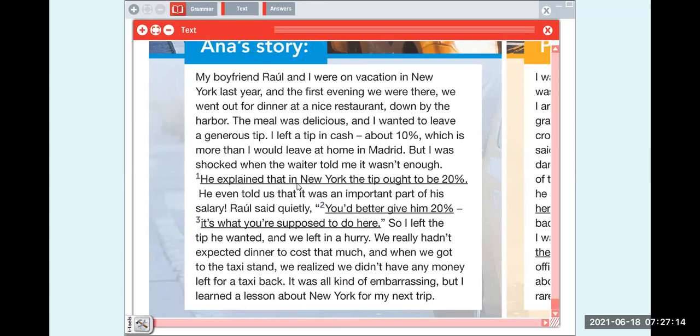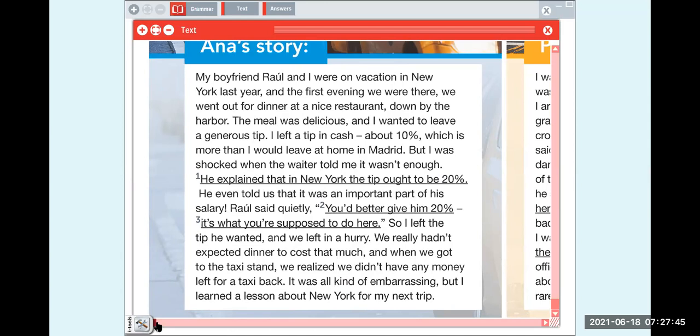Advice, right? Okay, because we use ought to for advice. Number 2, you better give him 20%. The same advice, but this is a strong advice. Remember, we use should better when we give a strong advice. Okay, and number 3, it's what you are supposed to do here.